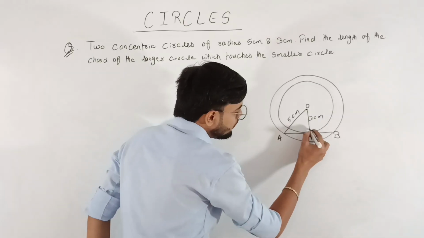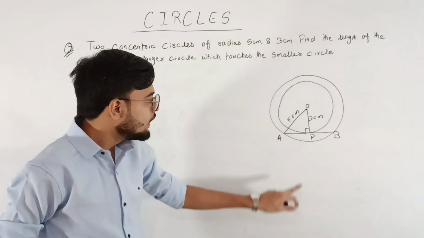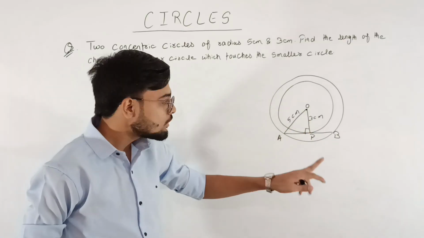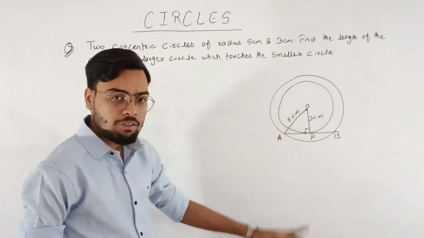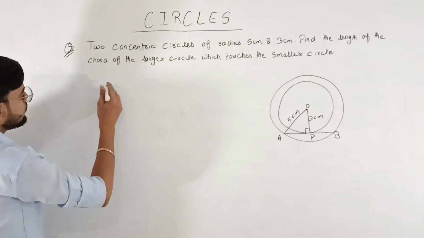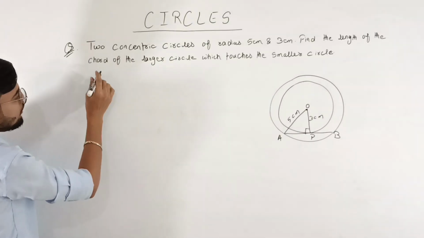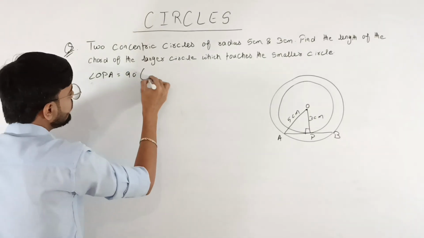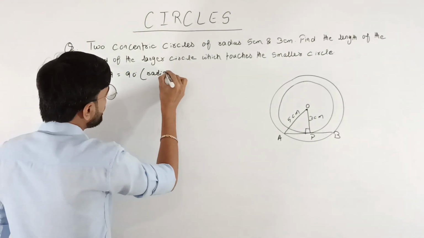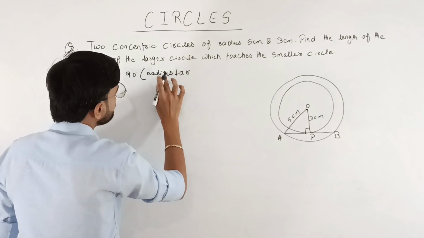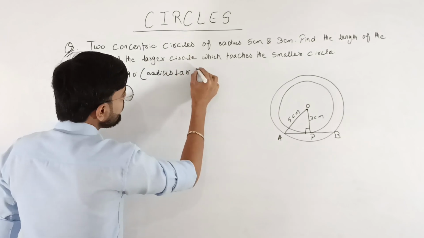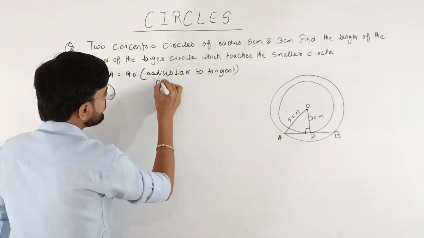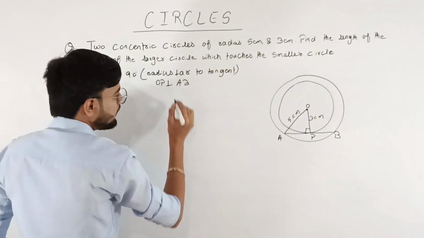Now this angle OPA is 90 degree. Why? Radius is perpendicular to the tangent, and for smaller circle this AB is a tangent. So OP is perpendicular to AB. Okay. So first I write what is given. So angle OPA is 90 degree. Why? Because radius is perpendicular to tangent, which means OP is perpendicular to tangent AB.